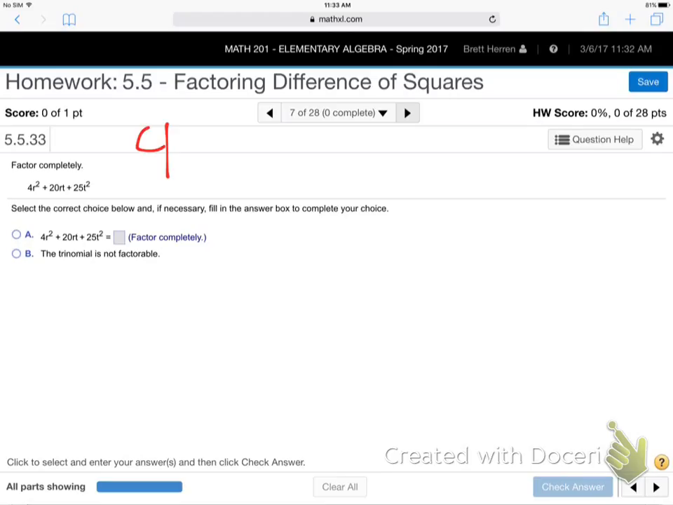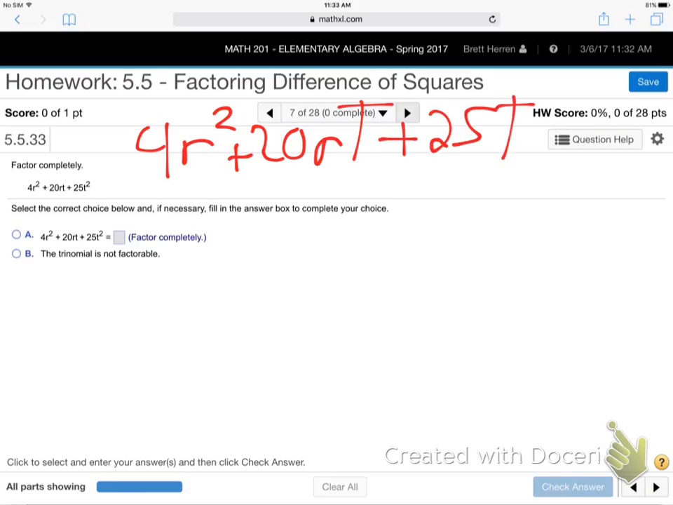Okay. So 4r squared plus 20rt plus 25t squared. Okay, all right, give that one a try.